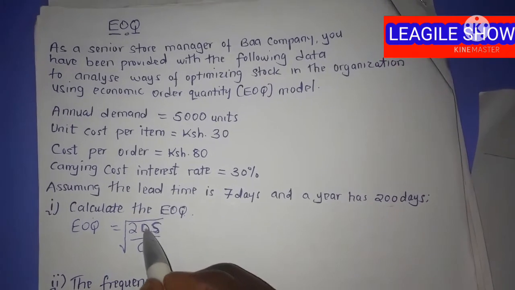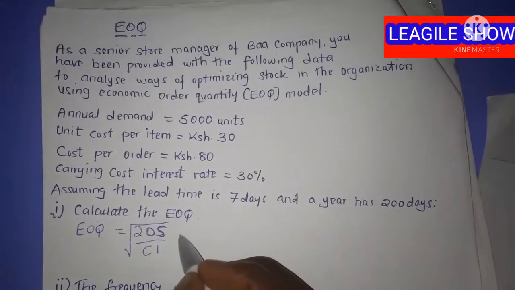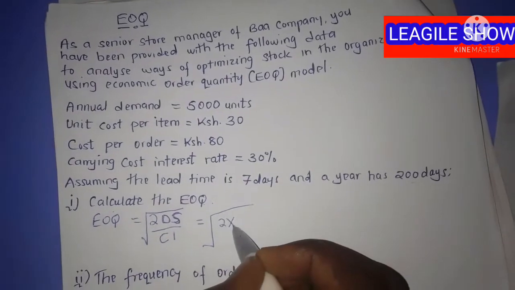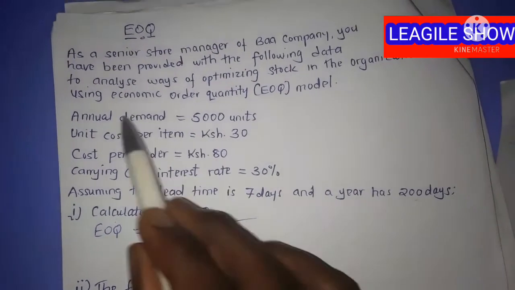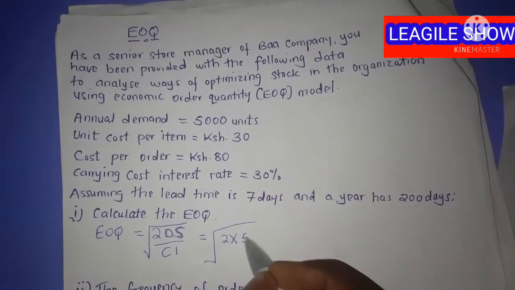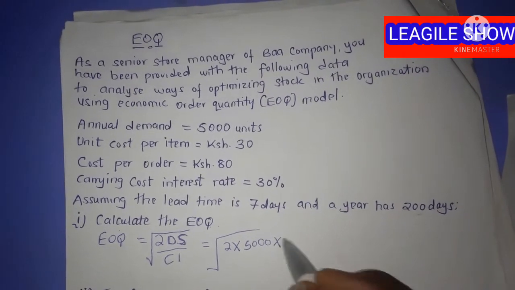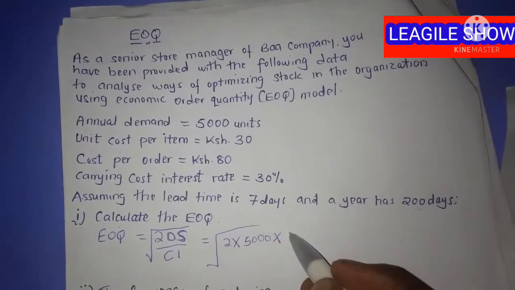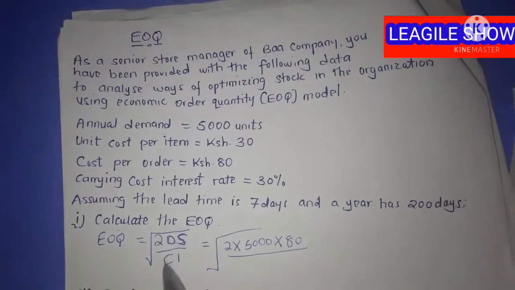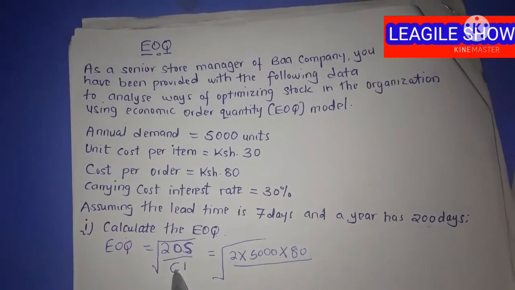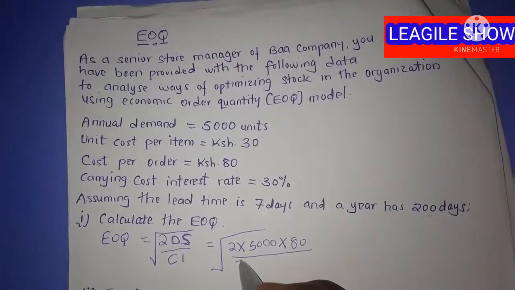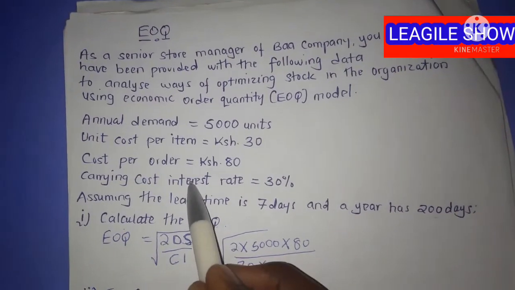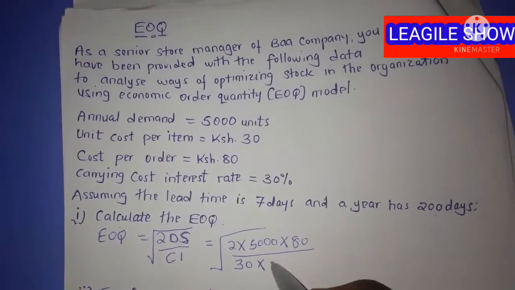Now we proceed and put in the values that you have been given in the question. So it will be the square root of 2 times D, our annual demand, which is 5,000 units, multiplied by S, the cost per order, which is 80 shillings, over C, the unit cost per item, which is 30, times I, the carrying cost interest rate, which is 30%.